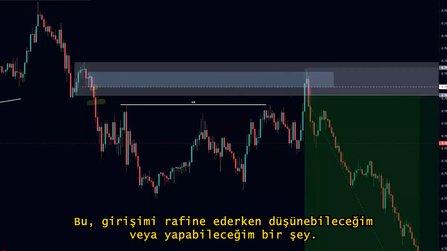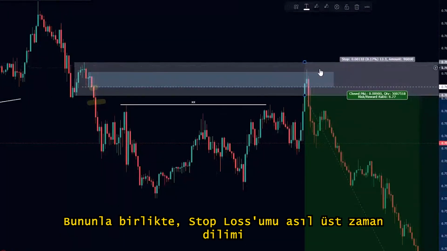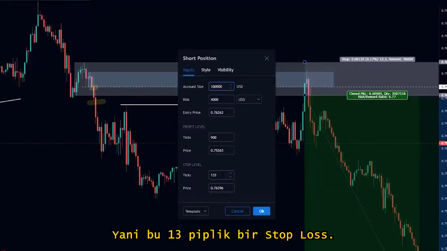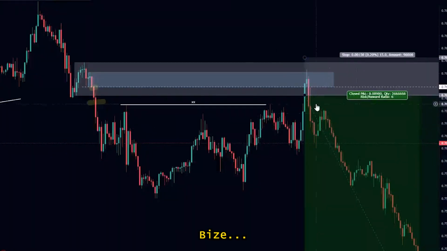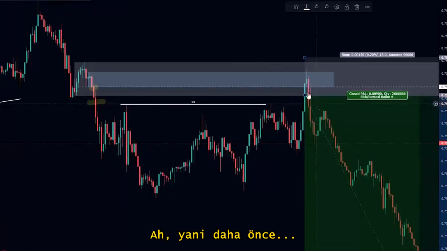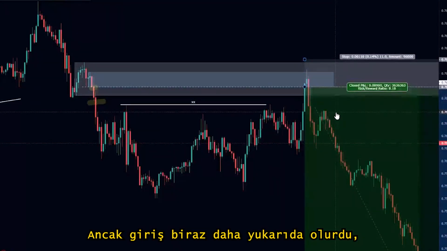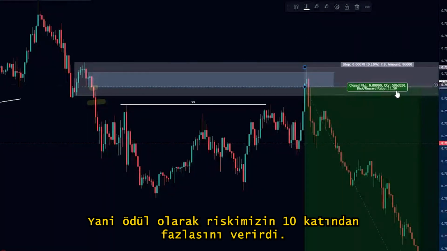However, for any reason, and this is something that I might consider or do, I'm refining my entry. However, I can keep my stop loss above the actual higher time frame order block, since there's only a few pips difference, and I'd rather be safe than sorry. So if this is a 13 pip stop loss, we would have a 15 pip stop loss. So previously, sorry, this would have been an 8.18 times risk to reward. However, the entry would have been slightly higher, with stop loss at around here, giving us more than 10 times our risk in reward.